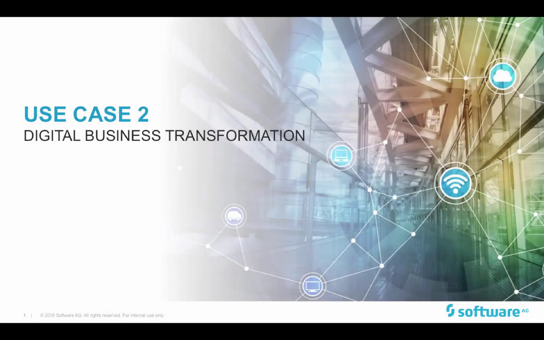Welcome to Use Case 2, Digital Business Transformation. This use case is based around a smart city, and what we're looking to do is to provide IoT-enabled devices in the smart city that will provide information on waste, lighting, and renewable energy.